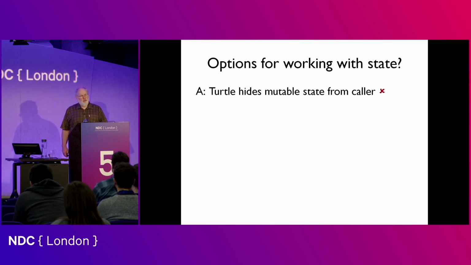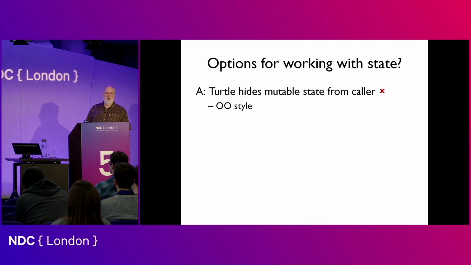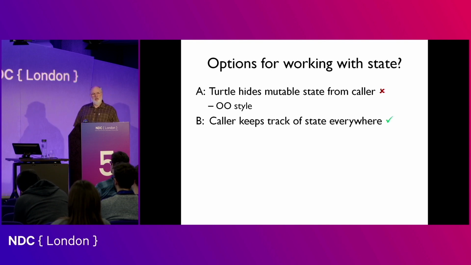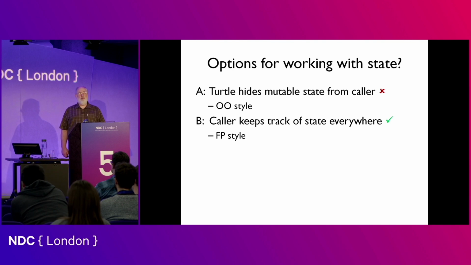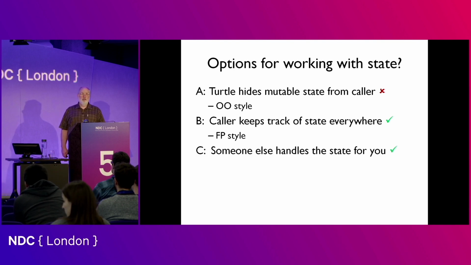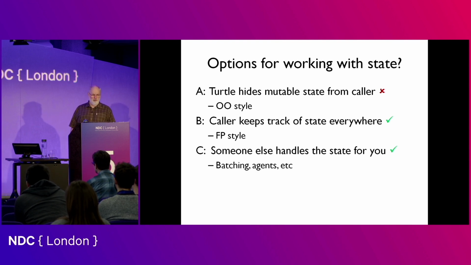So we've got all this state going around. One way is to hide mutable state from you, which is the OO way. The problem with that is it's very hard to test. The next thing is for the caller to keep track of the state everywhere, which is the functional way, which we've been doing so far. But there's another way, which is to have someone else deal with it and not be your problem. And that's nice because it's not your problem. So we'll look at a couple of ways of doing that. We're going to look at batching, we'll look at agents, and so on.